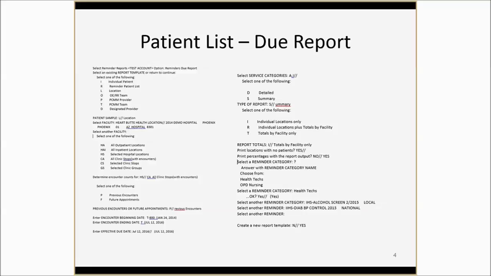So here's an example of how to create a patient list using the do report. You're going to do your report as you usually normally do it. In this slide here, I'm showing you how to create a report template. So if you want to use this report for future use, you store it in a report template and then you make that available to users.